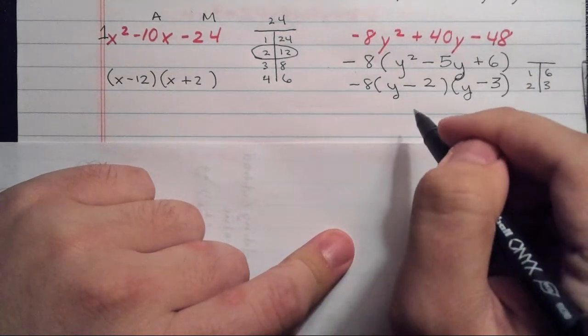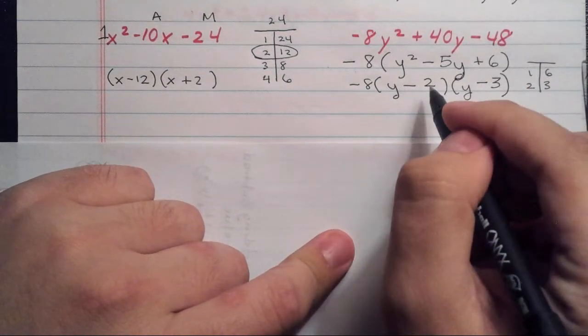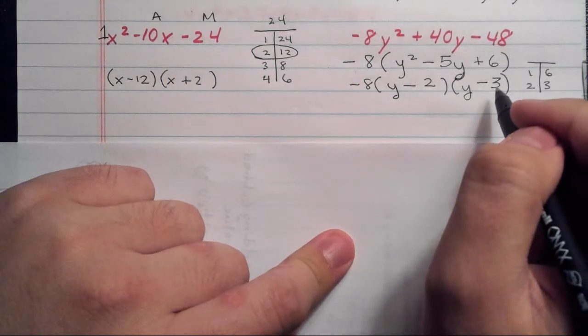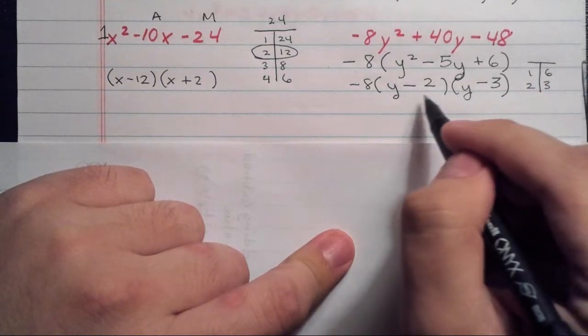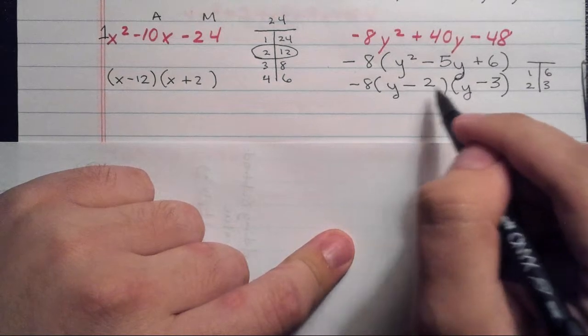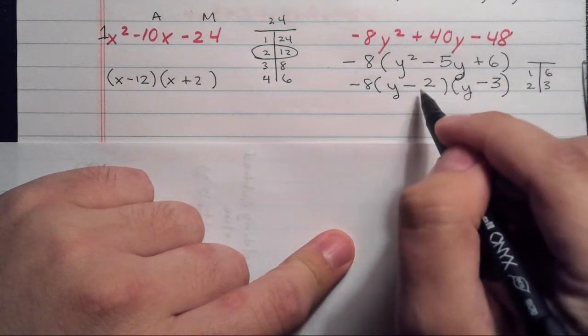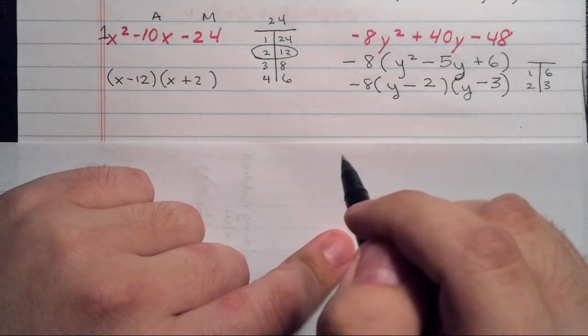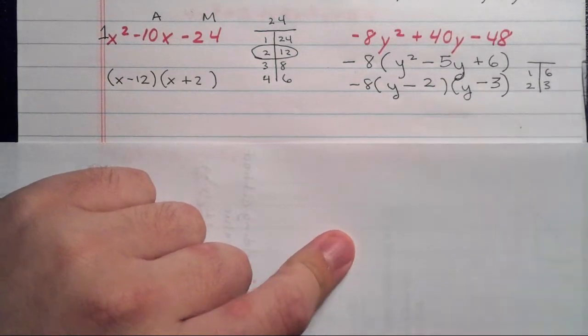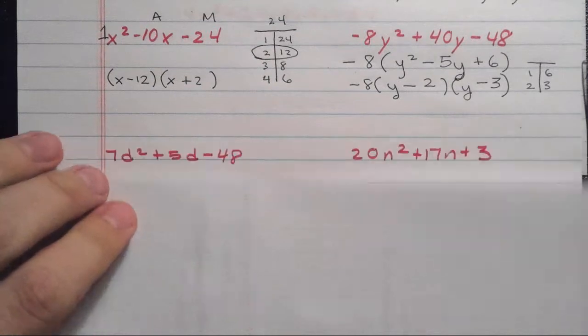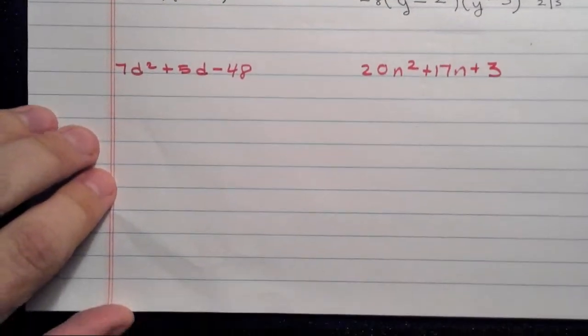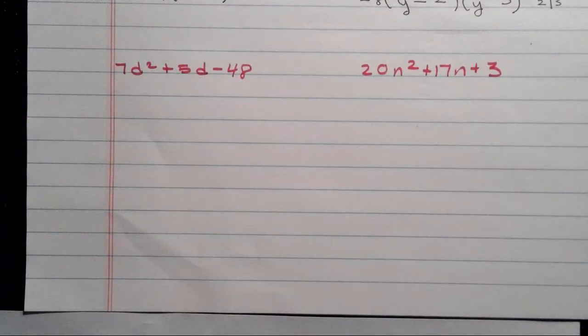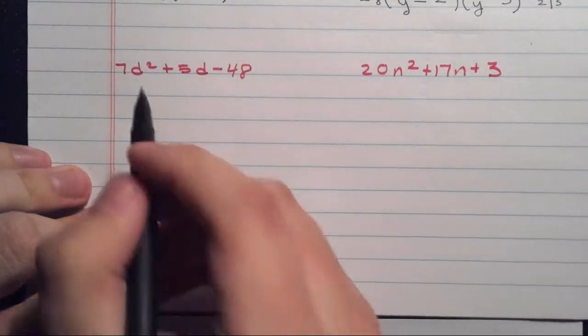So this is my factorization: negative 8 times y minus 2 times y minus 3. Again, make sure these numbers actually multiply as they are supposed to: negative 2 times negative 3 is positive 6, and add up as they're supposed to: negative 2 plus negative 3 is negative 5. So at that point, I can move on because I have factored this. Let's take a look at a couple more trinomials, and then we'll keep going with this.